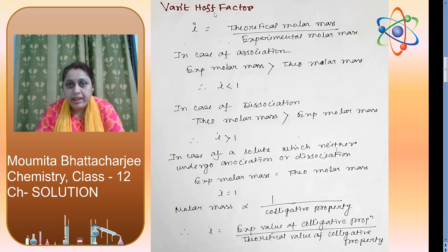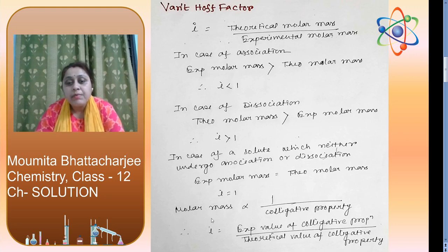Now what is the Van't Hoff factor? Van't Hoff factor is the ratio of theoretical molar mass and experimental molar mass. In case of association, experimental molar mass will be greater than the theoretical molar mass, so i will be less than 1. In case of dissociation, theoretical molar mass will be greater than the experimental molar mass, so i will be greater than 1. And in case of a solute which neither undergoes association nor dissociation, experimental molar mass will be equal to theoretical molar mass, so i will be 1.